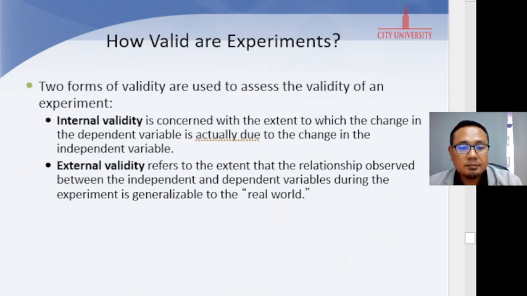Okay. External validity refers to the extent that the relationship observed between the independent and dependent variable during the experiment is generalizable to the real world. So this is how we can use this observed relationship, and actually this can be applied and generalized in the real world.